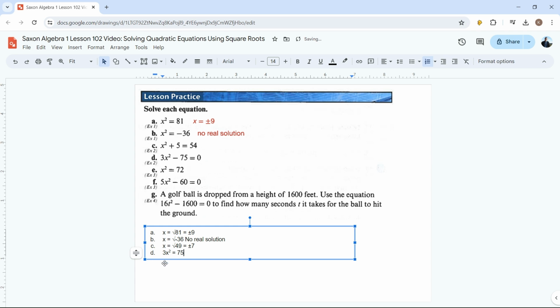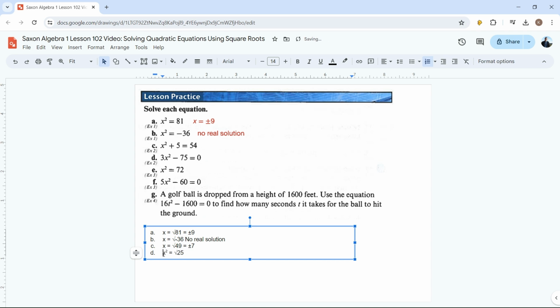Now I need to divide both sides by 3. This doesn't look like something I can solve yet, but when I divide both sides by 3, I get x squared equals 25. All right, now I'm going to take the square root of both sides of this. This is going to give me another perfect square, okay? So the square root of x squared equals the square root of 25.